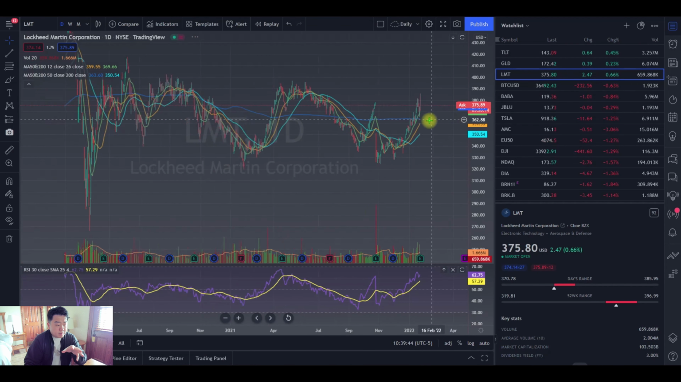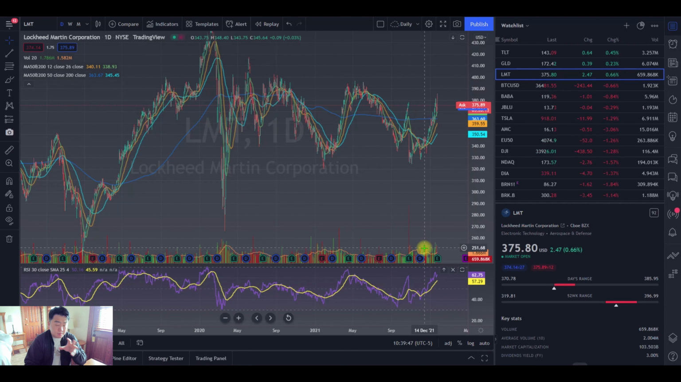And then Lockheed Martin showing relative strength. I'm not going to go too deep into that. It's in the industrial sector. The industrial sector tends to show relative strength when the technology sector comes back down. So I'm just holding LMT, Lockheed Martin. I'm not doing much, and we're going to see how that goes.